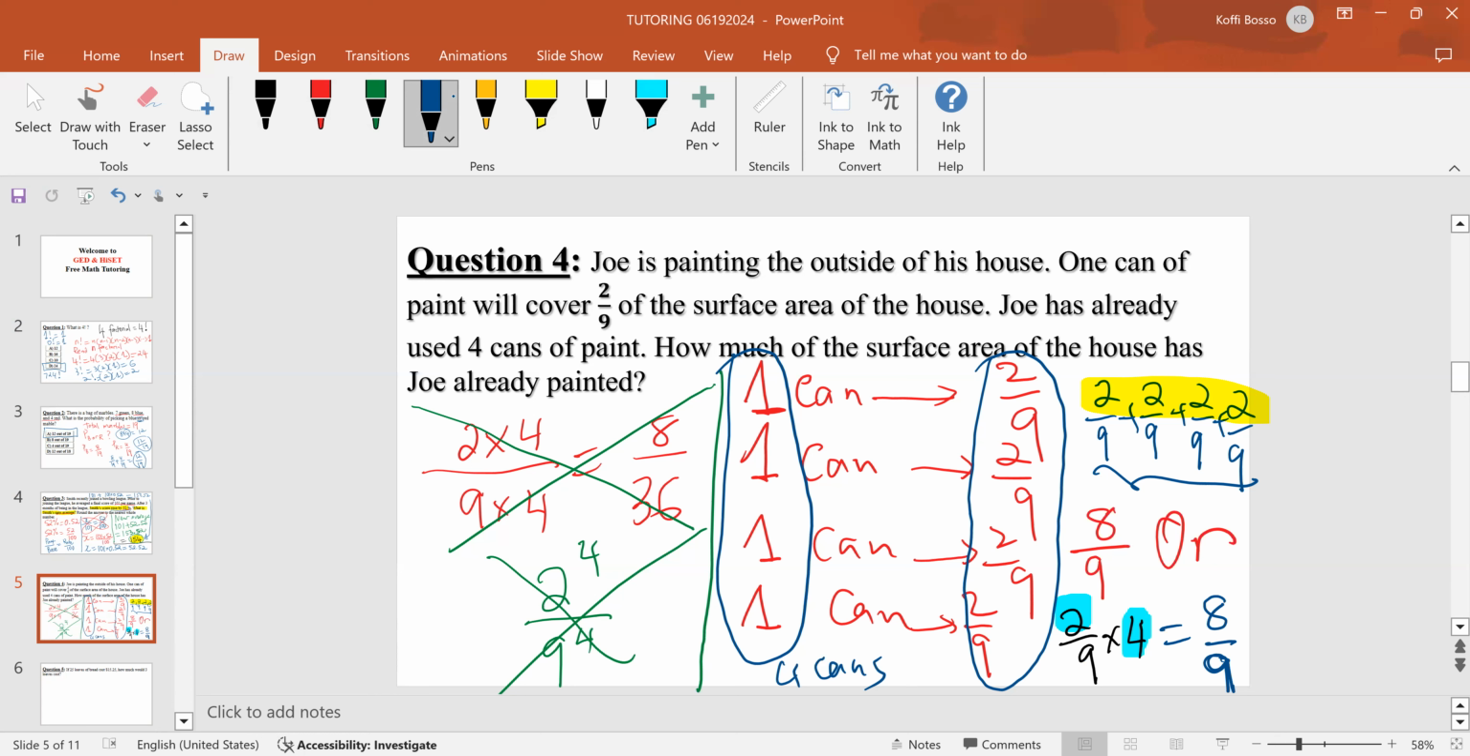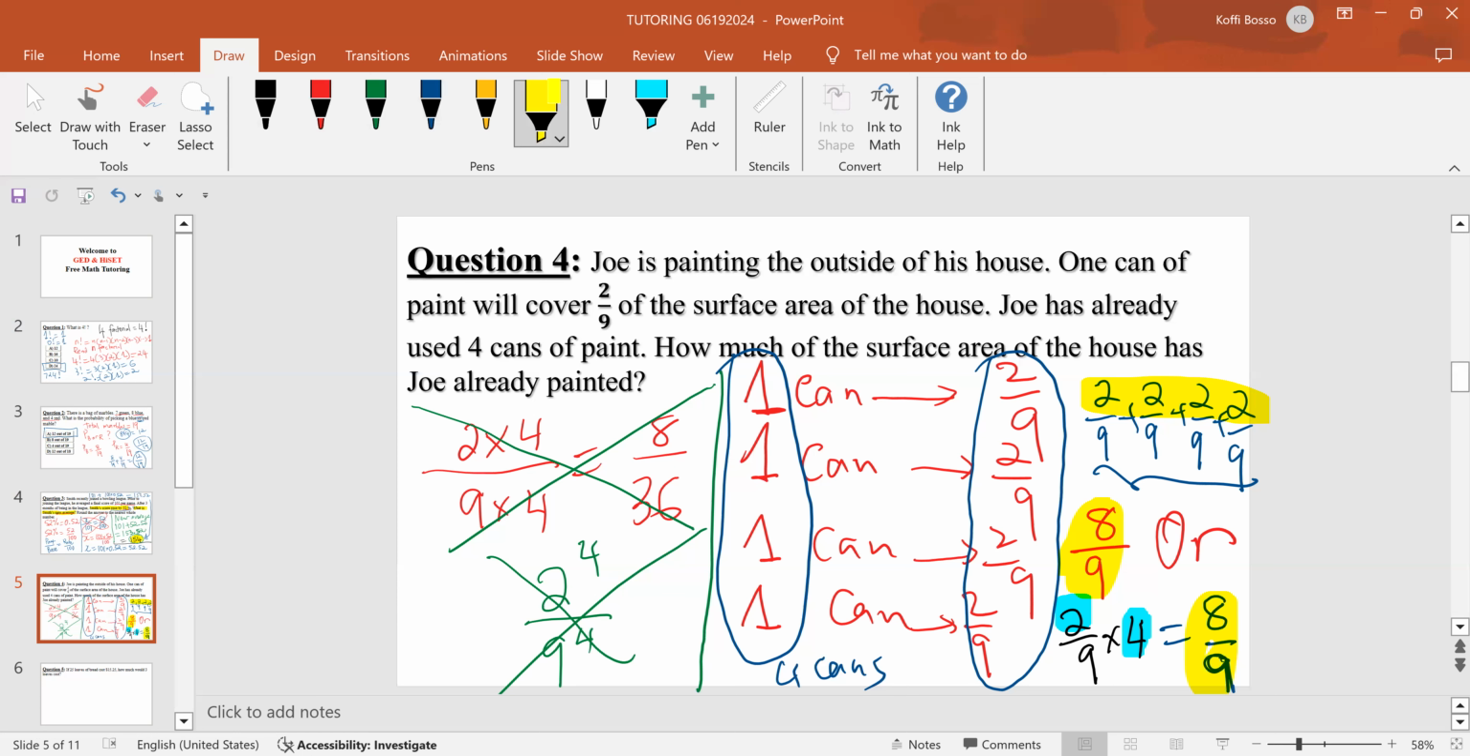So that's a way you can break it down. One can for 2/9, another can for 2/9, another can for 2/9, another can for 2/9. In total, we have 4 cans. The surface area painted is 2/9 added four times, and in total we have 8/9. So multiply that fraction by 4, the number of cans used, and only the numerator is multiplied by 4. So the answer is 8/9 for this question.